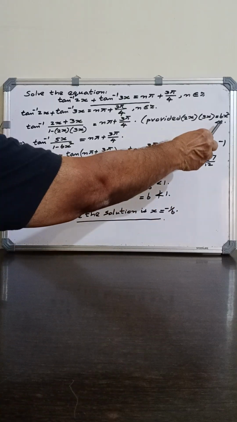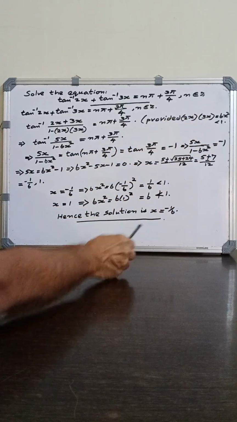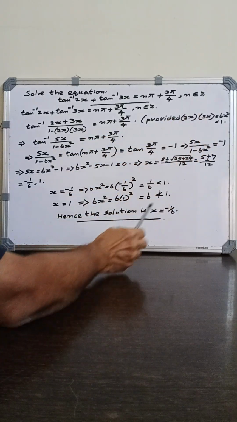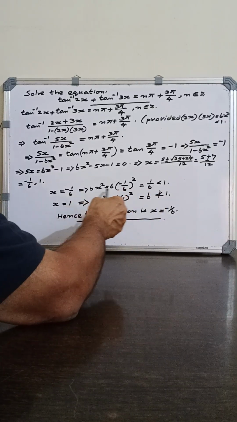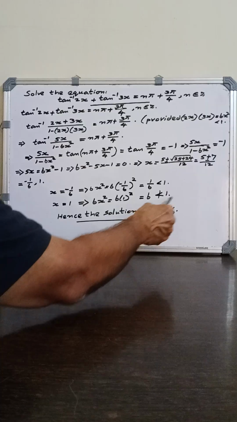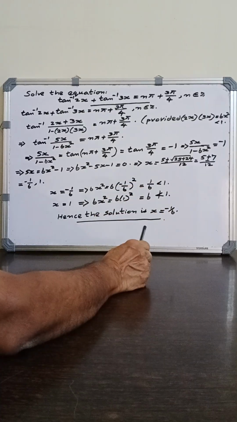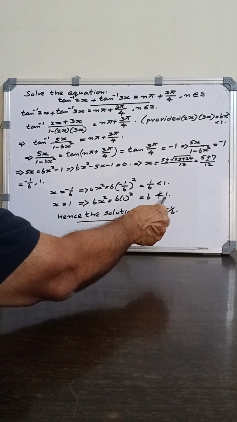Here 6x squared must be less than 1. Since 6x squared is less than 1 for x equals minus 1 by 6, we can accept this value. The other value cannot be accepted, since 6 is not less than 1.